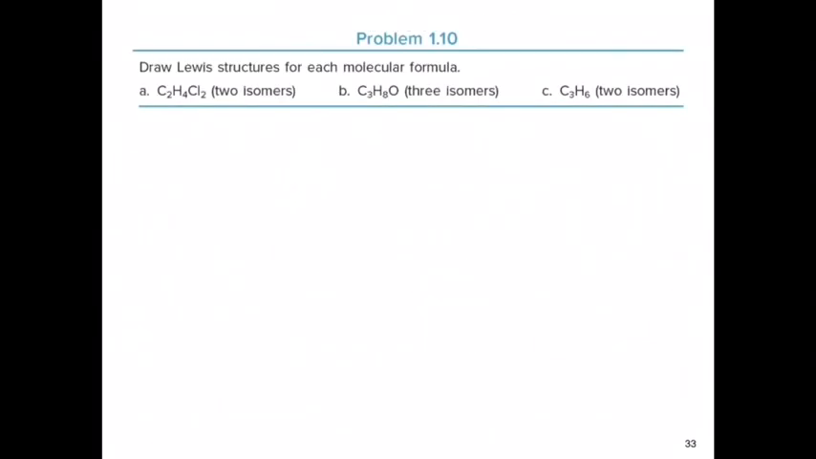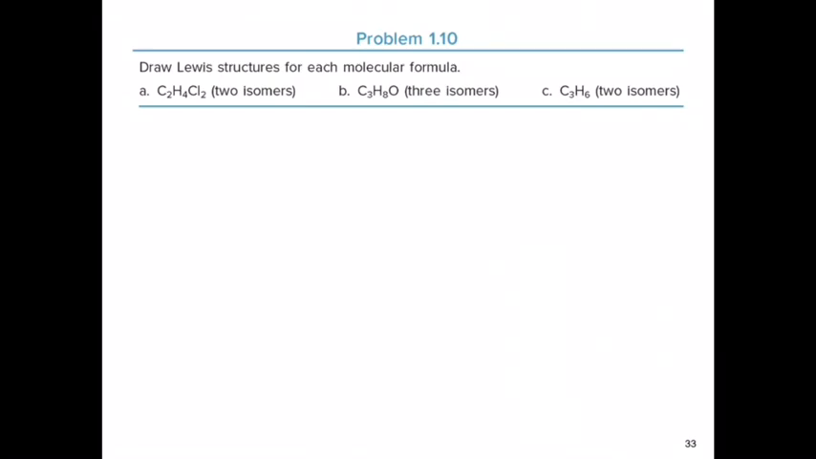So here's practice problem number 10. Draw the Lewis structures for each molecular formula. The first one here is C2H4Cl2, and it tells us that it has 2 isomers. So can we draw these 2 isomers? Our focus here will be on constitutional isomers, which again are defined as molecules with the same exact chemical formula but different atomic arrangement.